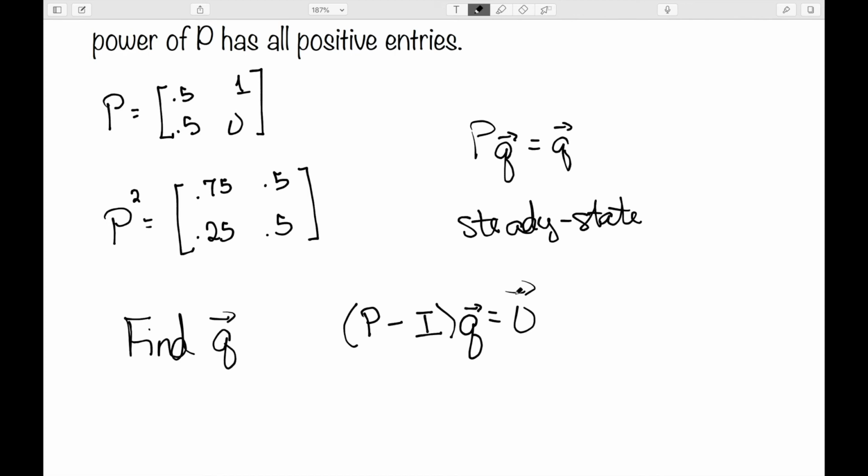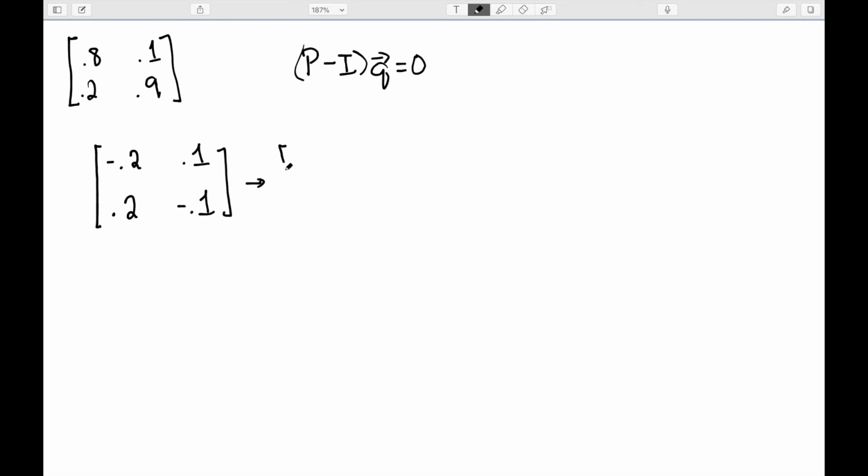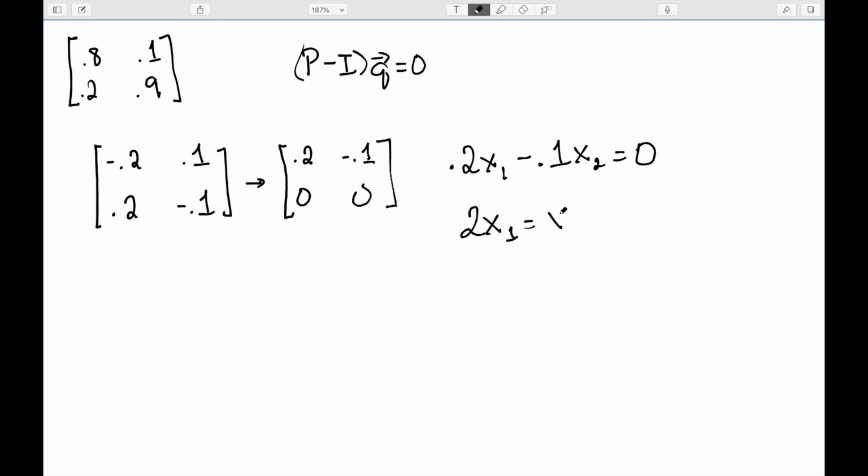So let's look at an example. Let's go back to this matrix here. Since all the entries in P are positive, the Markov chain is regular. So let's solve P minus I, Q equal to 0. We start by subtracting 1 from the diagonal: 0.8 minus 1, 0.1, 0.2, 0.9 minus 1. We can add the two rows together to realize that this is 0.2 in the first column minus 0.1 in the second column. So my equation says 0.2x1 minus 0.1x2 equal to 0, or 2x1 is equal to x2.